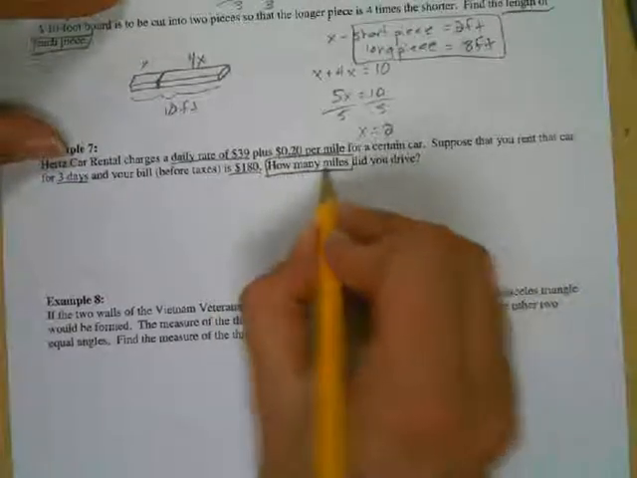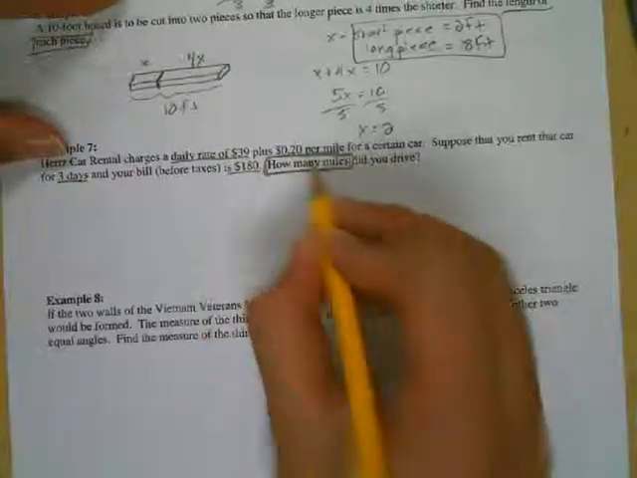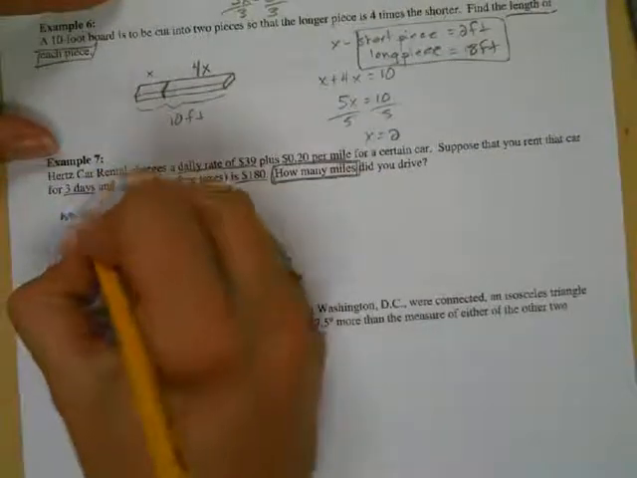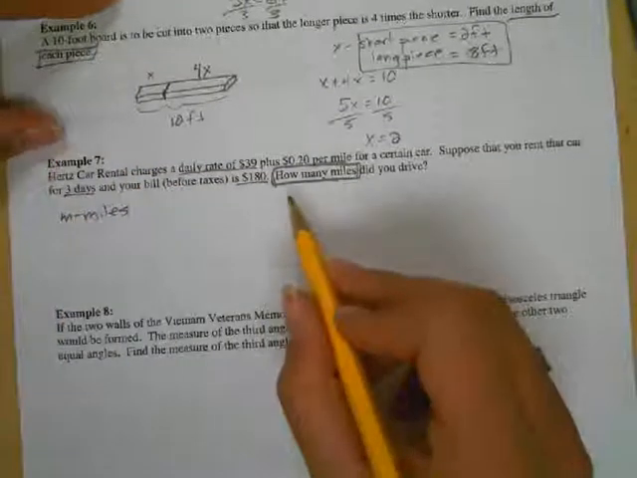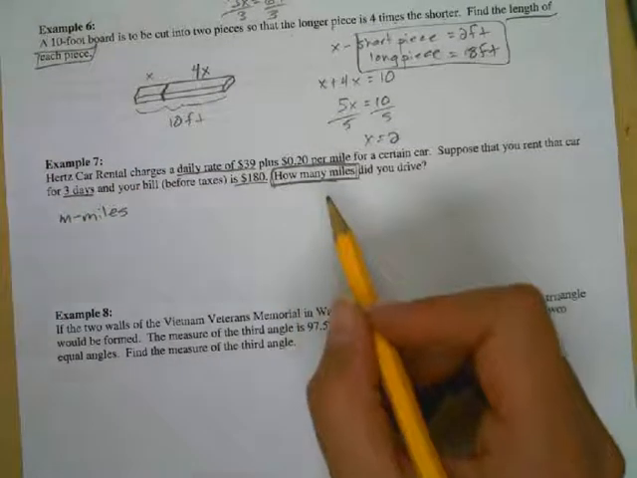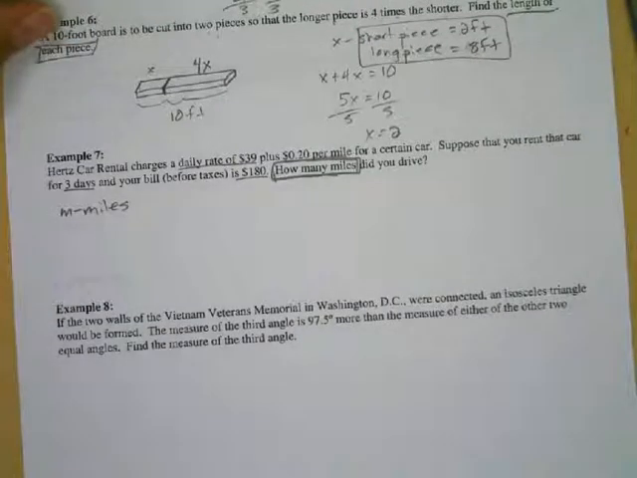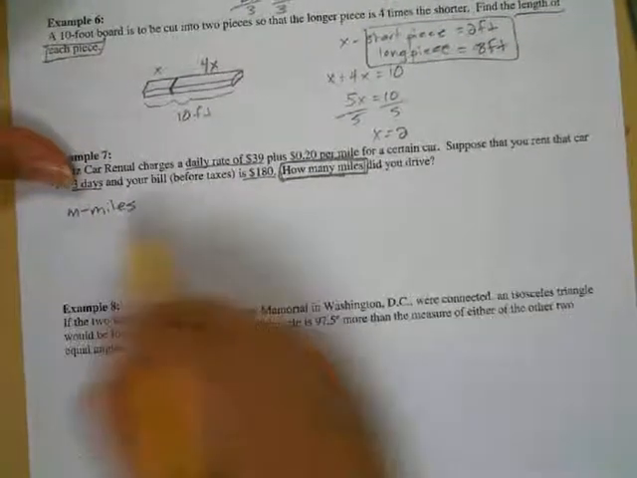So there's what I'm looking for. I'm looking for how many miles. Which means that's going to be my variable. So M is going to be my number of miles. It's typically always going to be what I'm looking for. That's my unknown, because that's what I'm trying to find. So I'm going to use M this time. M is going to be my number of miles.